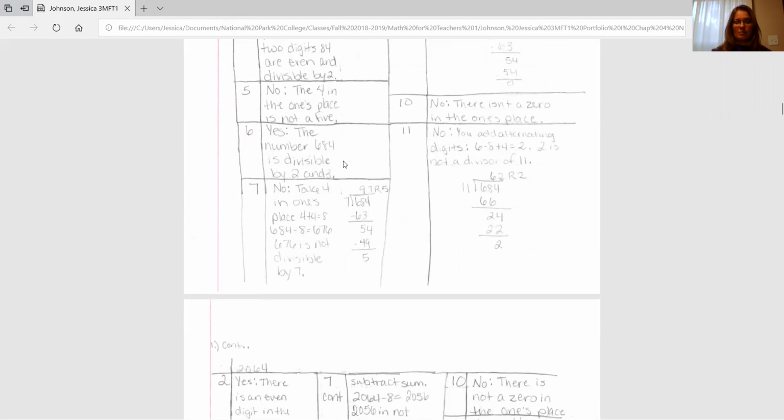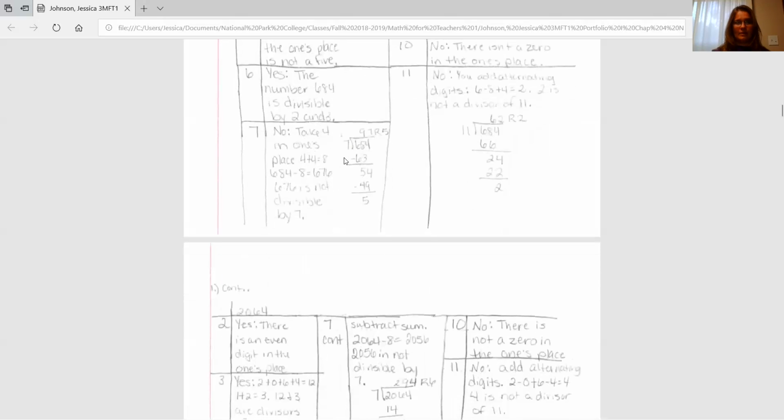For 6, the number must be divisible by 2 and 3. It can't be just 2 or 3. It has to be both 2 and 3. 684 is divisible by 6 because it's divisible by 2 and 3.